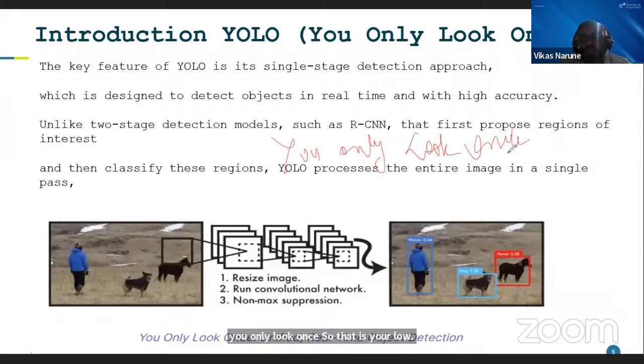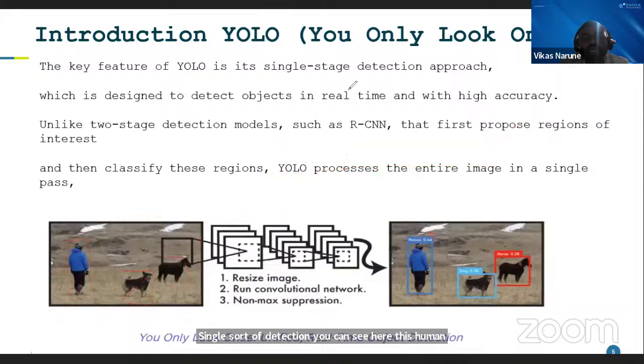So why do they call it You Only Look Once? Because they are doing single shot detection. You can see here, the human being is present, the dog is present, and the horse is present. Within one single stage, they are able to detect everything. That is why it is called You Only Look Once. There is an entire history behind why it is called that.